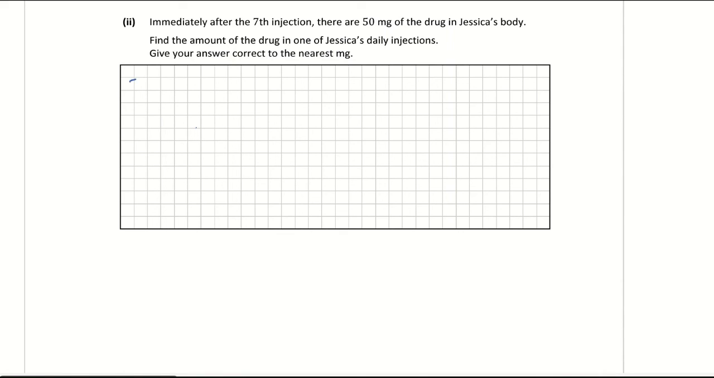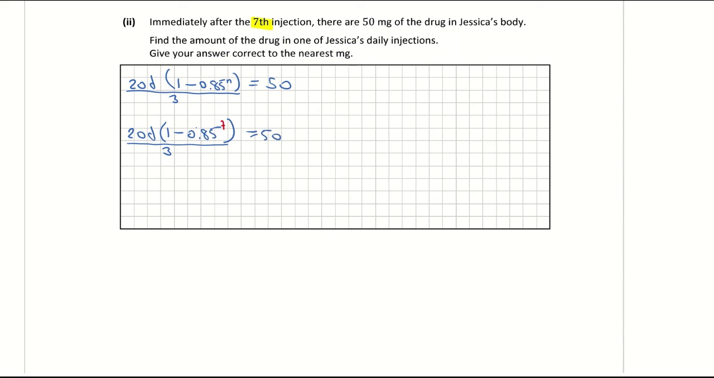So I have my 20d times 1 minus 0.85 to the power of n, all divided by 3. And I'm letting that equal to 50 because there's 50 mg. Now I also know n is standing for the 7th injection in this case. So I'm subbing in 7 for my n. So rewriting my equation here, I'm going to have 20d times 1 minus 0.85 to the power of 7 all over 3 is equal to 50.